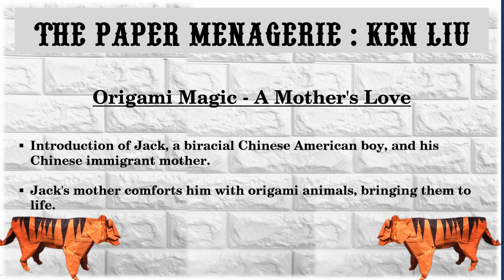Now, to understand the story better, I have divided it into a total of 10 parts which will help you to understand the main events of the story. The first part, where the story begins, I have titled as Origami Magic, where we see the love of a mother. We see over here the main character of the story, the protagonist Jack, is introduced. He is a biracial Chinese-American boy because his father is an American and his mother is a Chinese immigrant. And Jack's mother comforts him in his childhood with origami animals by bringing them to life.